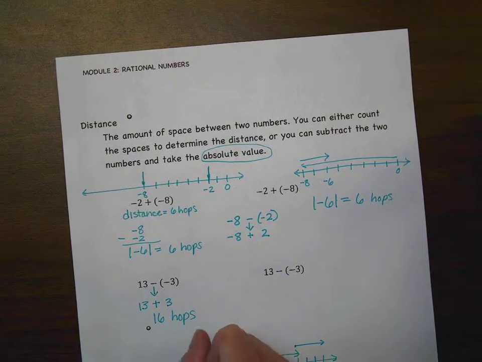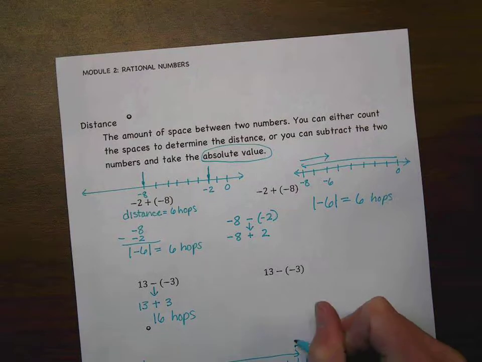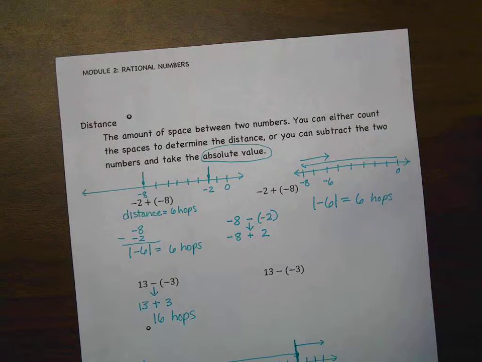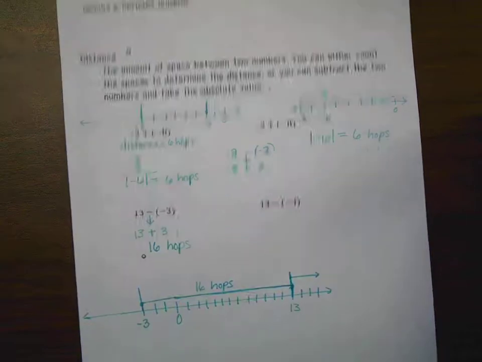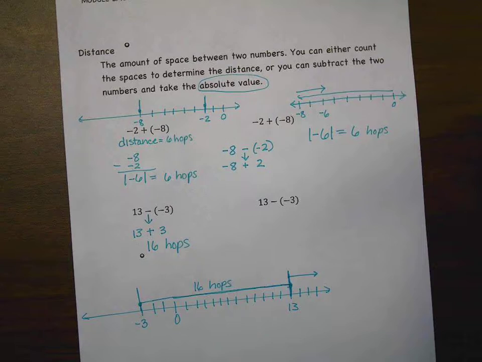Okay? Another way to visualize it is if you take -1, -2, -3, and -3 sits here. So here's -3. Here is 13. How many spaces are in between there? 1, 2, 3, 4, 5, 6, 7, 8, 9, 10, 11, 12, 13, 14, 15, 16. What is the space in between here? 16 hops. So that's another way to prove it, okay?